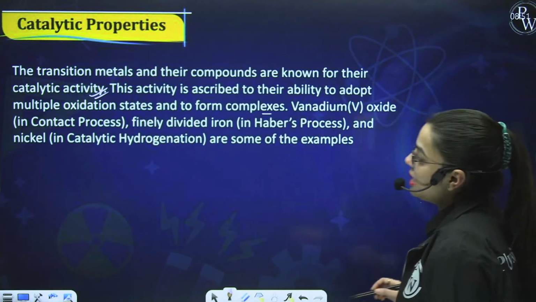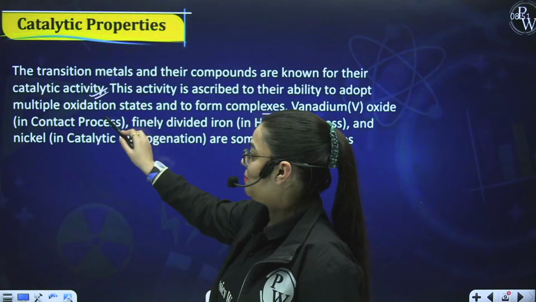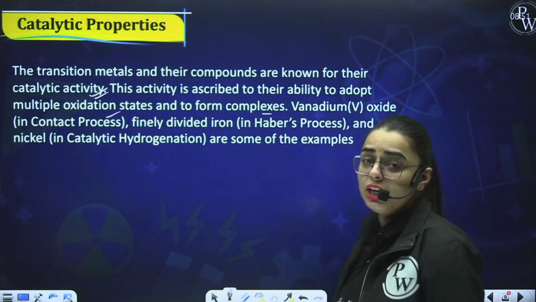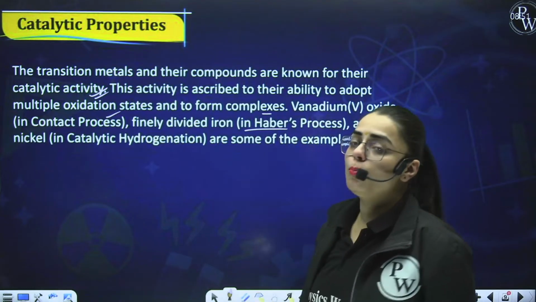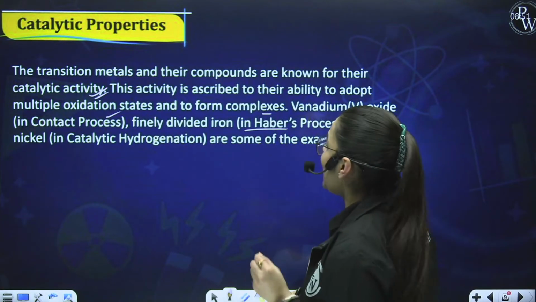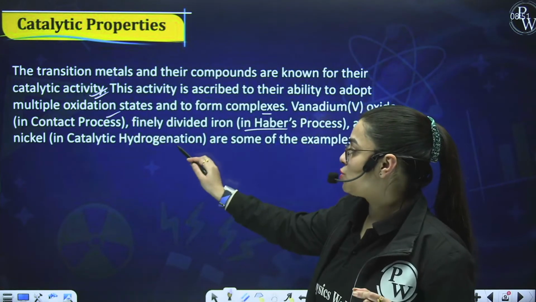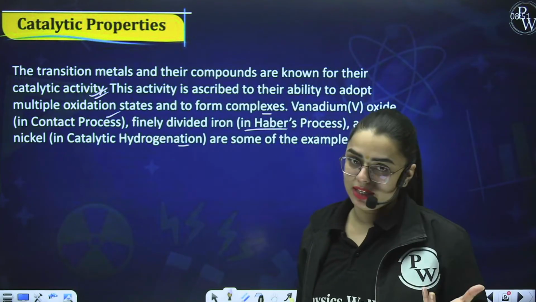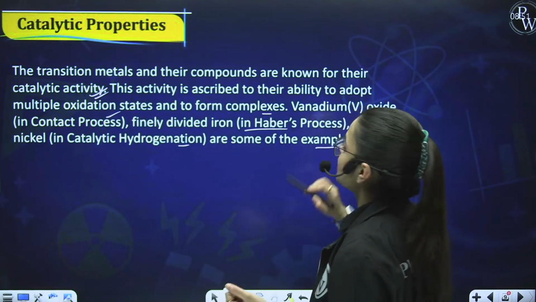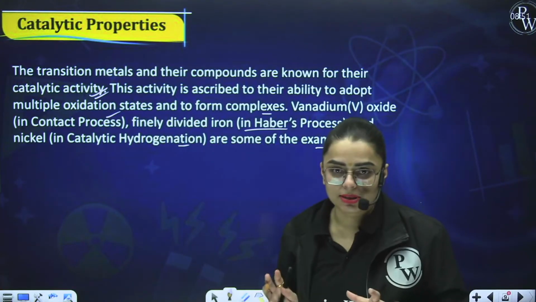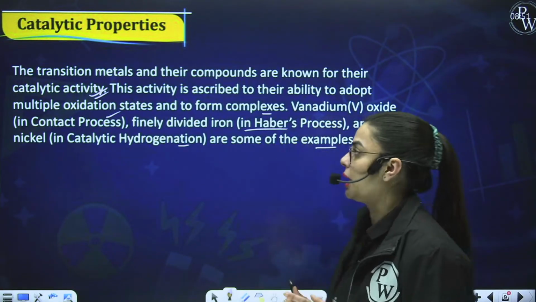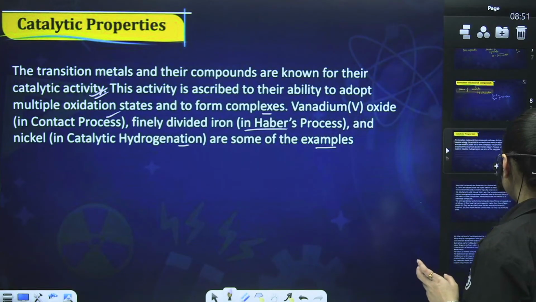Great. Now vanadium oxide, V2O5, we have seen in the contact process, right? Finely divided iron we have seen in the Haber's process. Great. And nickel in catalytic hydrogenation. Also you can mention platinum and palladium with that, right? These are some of the examples of the catalysts that are used from the d block elements. Is it clear, people? Yes. Okay, so this was about catalytic properties, my dear students.